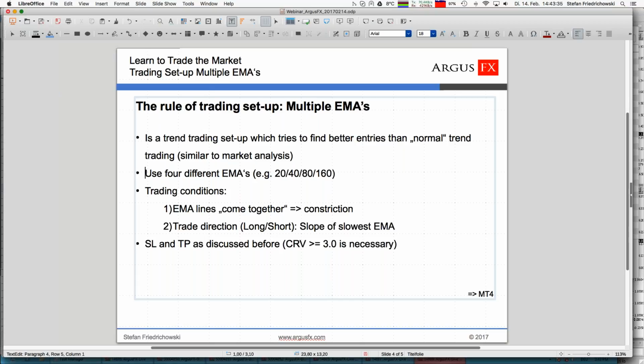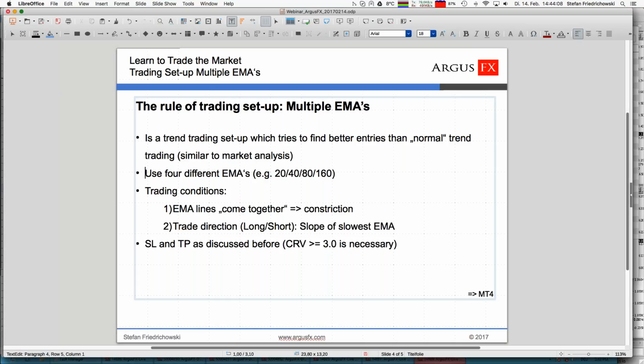Of course, this setup needs a stop loss and a take profit. As always, take profit is not absolutely necessary, but a stop loss, of course, is necessary. And you know that if you set a take profit, then we can use the so-called CRV, or in English, the triple R, for the difference between take profit and stop loss.